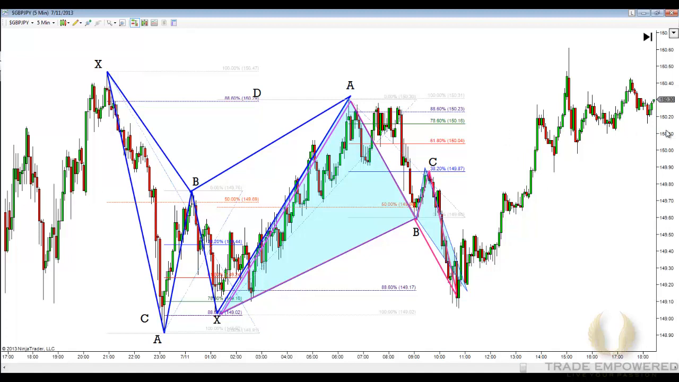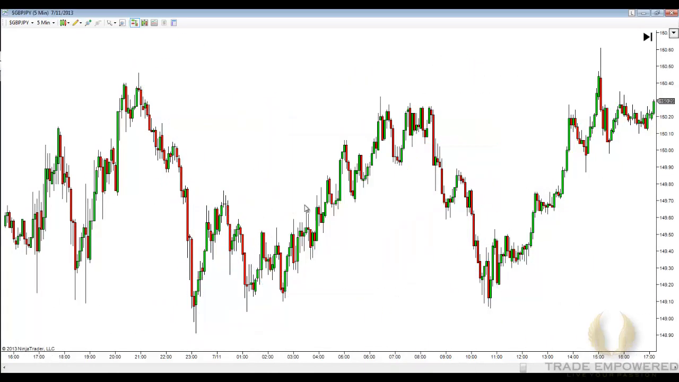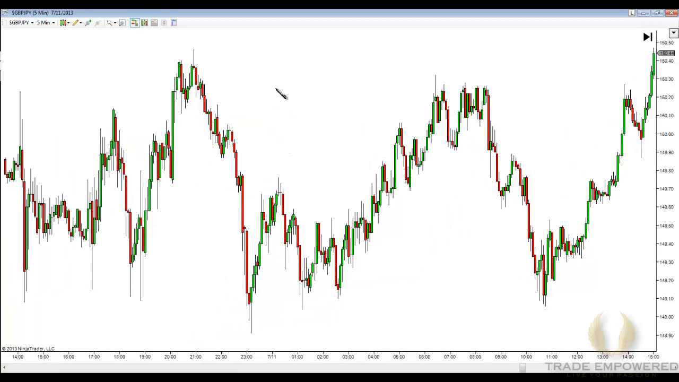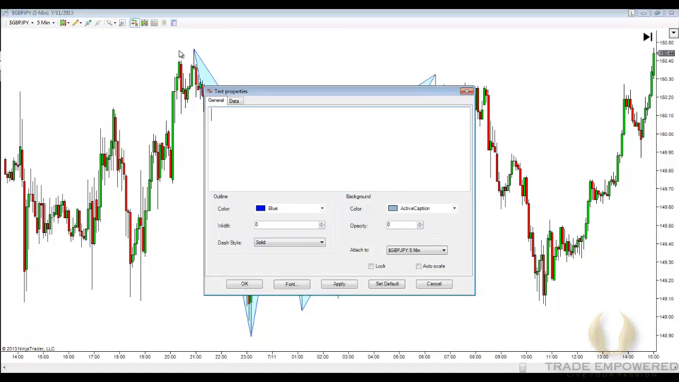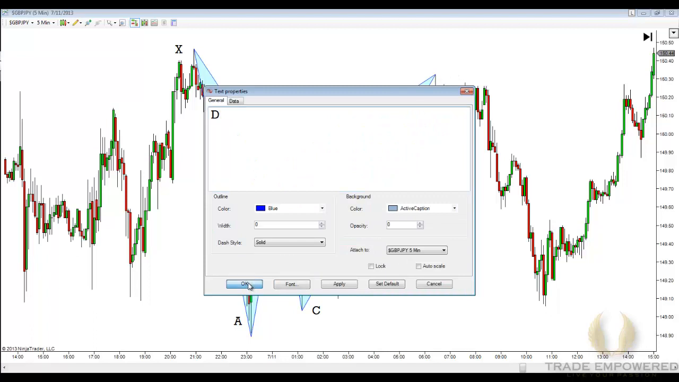So let's talk about targets for a while, targets and stops. And let's delete this. And we'll draw this on here. So we have our initial bat pattern. We have our X to A to B, B to C, and our D completion up here. X, A, B, C, and our D completion up here.